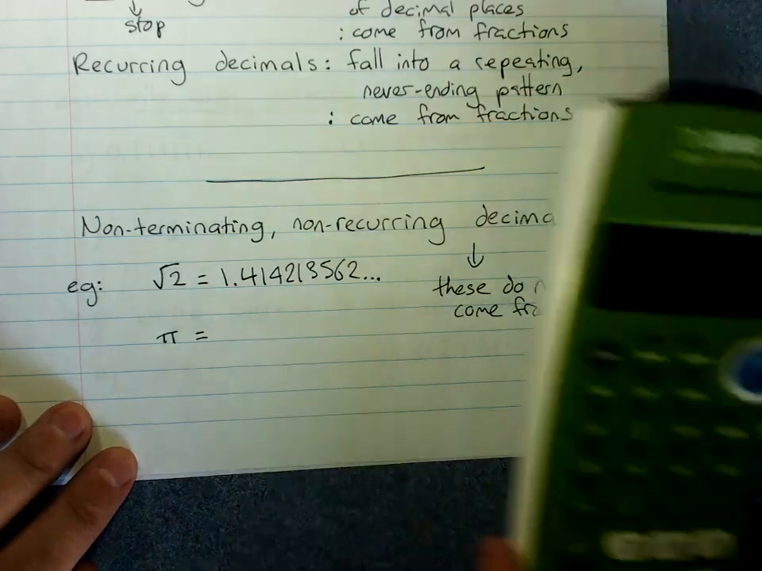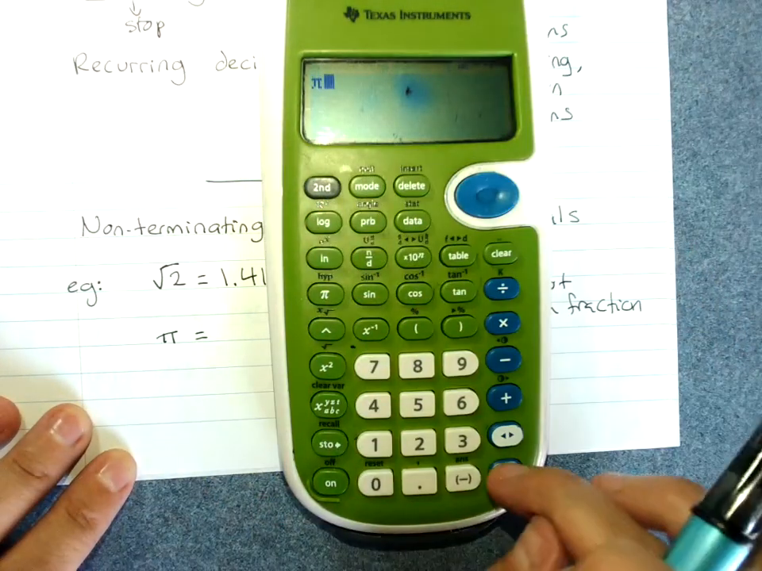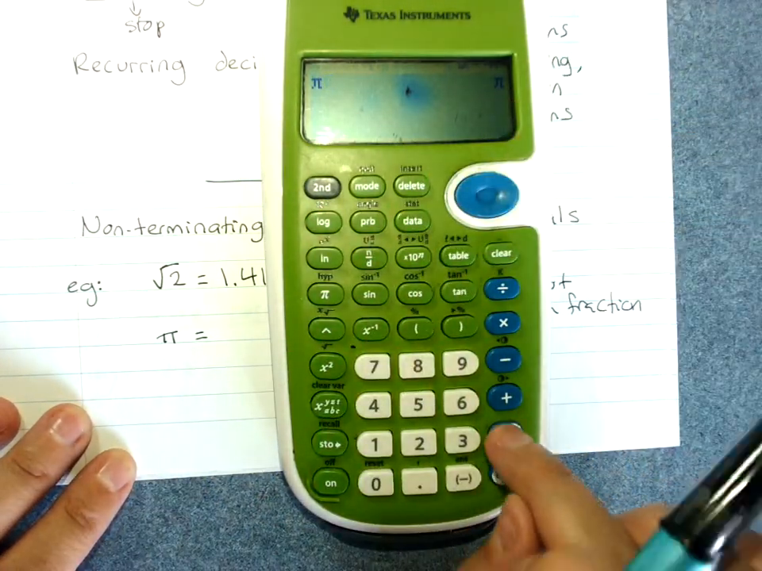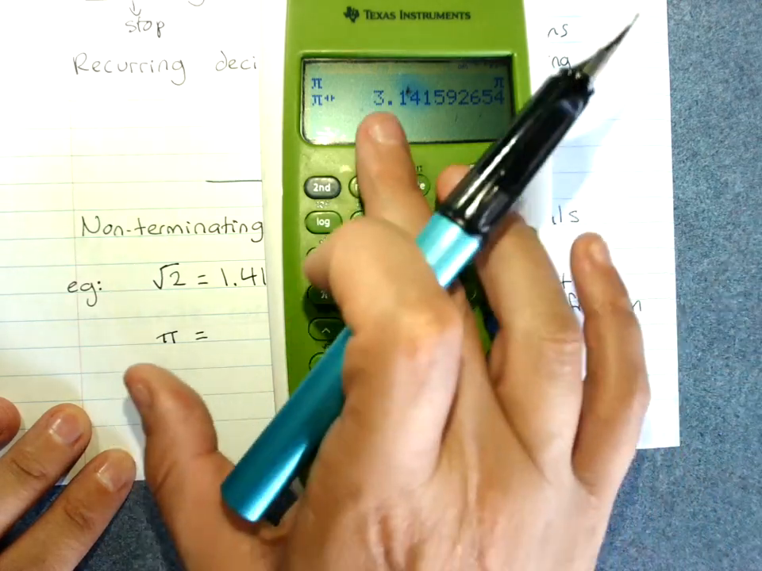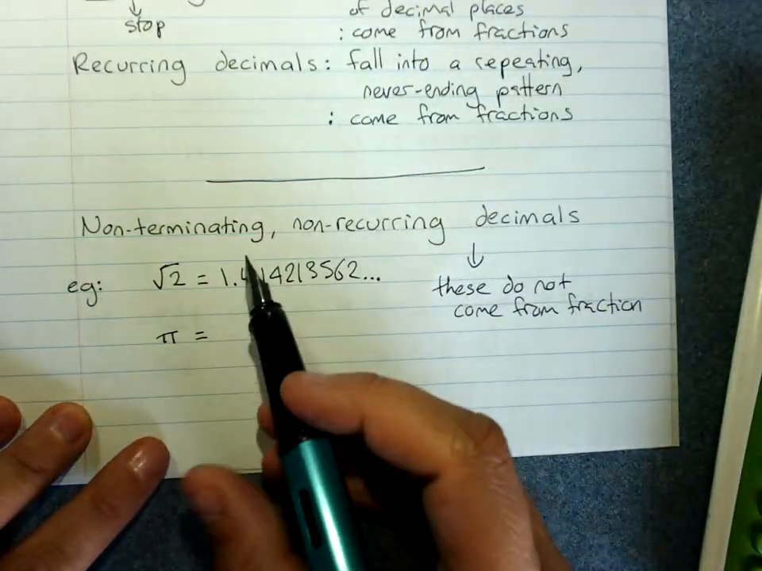Pi is a very famous number that's another one. Pi equals pi, thank you calculator, push this for a decimal, 3.14159, it just keeps going.